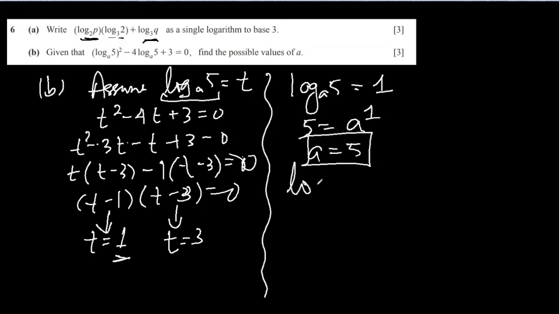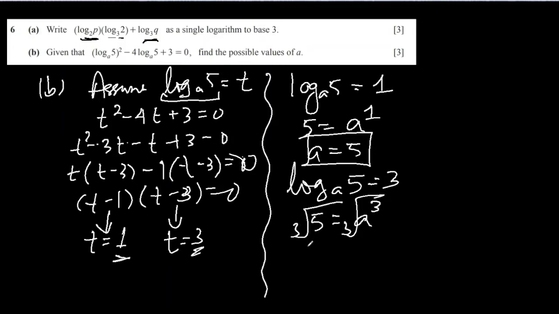Second, log base a of 5 equal to 3. So 5 equal to a cube. If we cube root both sides, we get the other possible exact value of a. So a is the cube root of 5, because cube and cube root will get cancelled here. You can leave your answer like this, as the cube root of 5. That will be the answer.